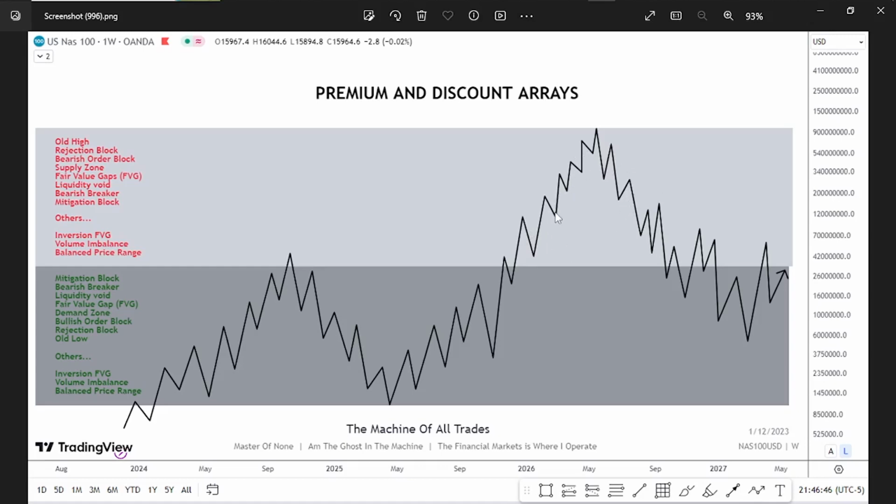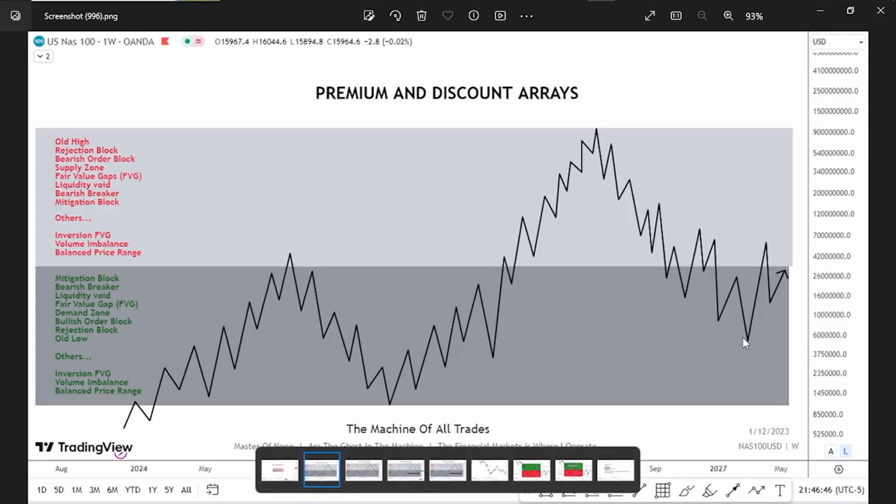That's where smart money will view price at its premium levels. Hence, it will want to sell whatever asset or security that it has at those premium levels at a profit. And once it takes a sell order for an asset, security, or instrument, it will want to go and buy back that asset at discount levels.